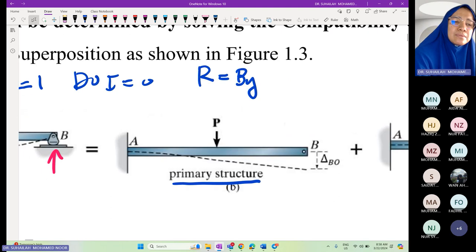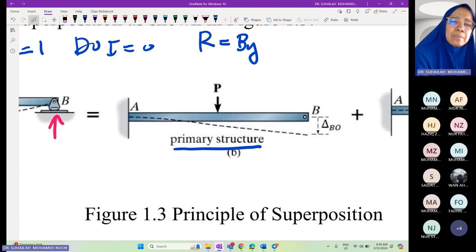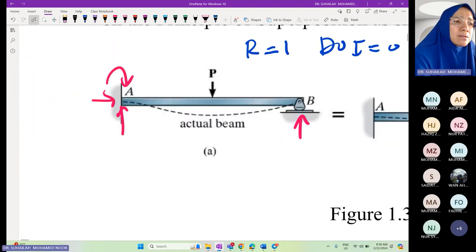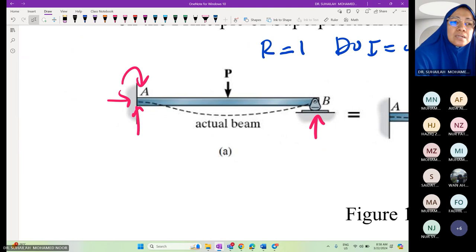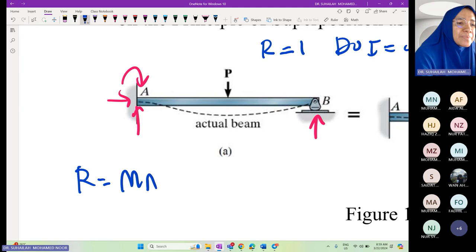Kalau BY jadi cantilever, ada tak option lain yang kita boleh remove as redundant? Ada tak? Kan ada empat. Nak buang satu. Ada empat kat sini. Okay, remove moment dekat A. So, kita juga boleh remove moment dekat A.